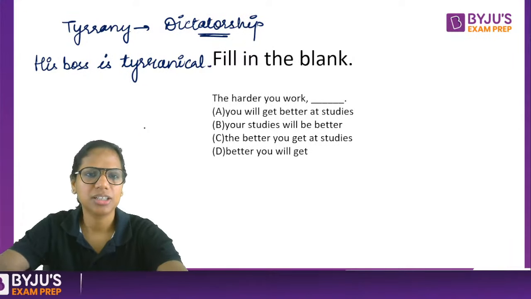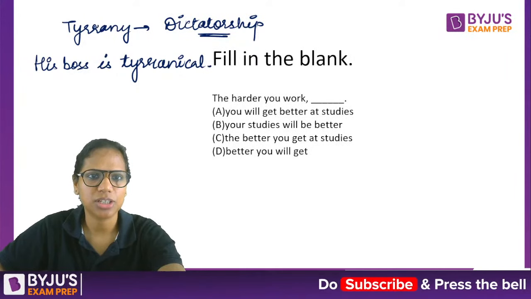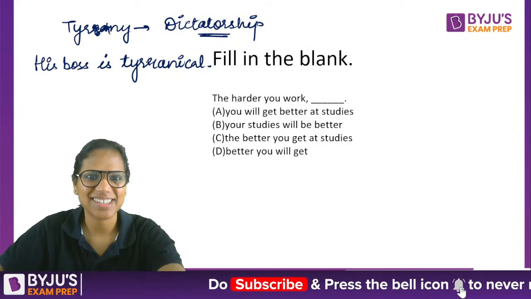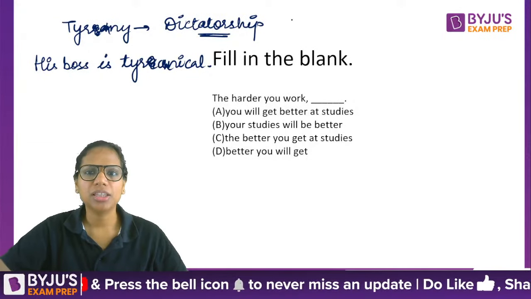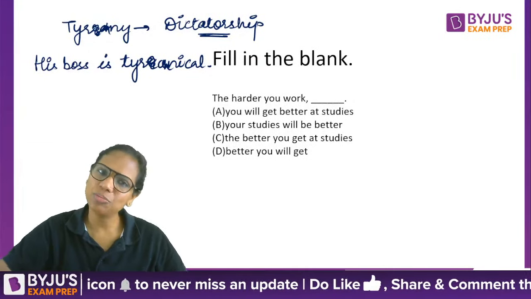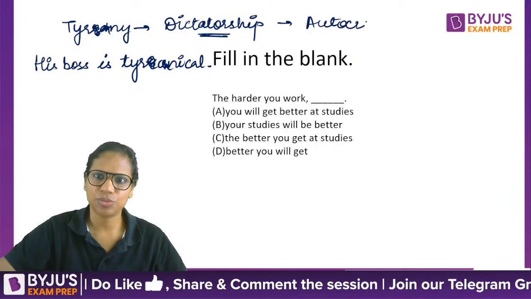Just a second. No, I haven't spelled it right. Wait. Tyrannical. Yes. Okay, so his boss is tyrannical. Then autocratic again means the same. Autocracy is again a synonym of dictatorship.